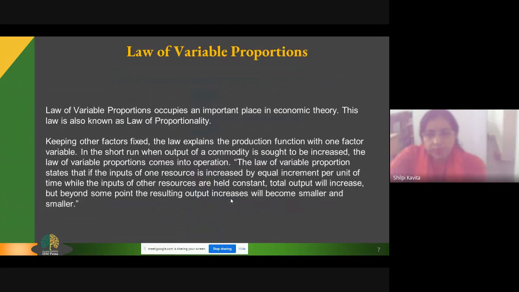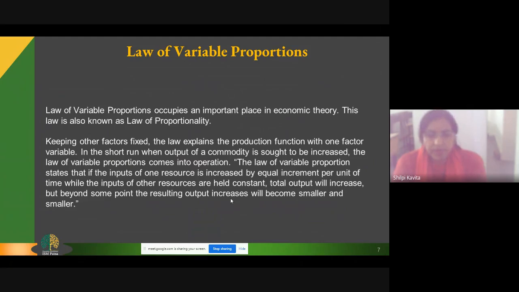The law of variable proportion, as mentioned in the previous slide, is related to the short-run production function. And in this short-run production function, we keep other factors fixed. Apart from labor, all other factors of production are fixed and constant here. And the law of variable proportion states that if the input of one resource is increased by equal increments per unit of time, while the inputs of other resources are held constant, total output will increase, but beyond some point, the resulting output increase will become smaller and smaller.